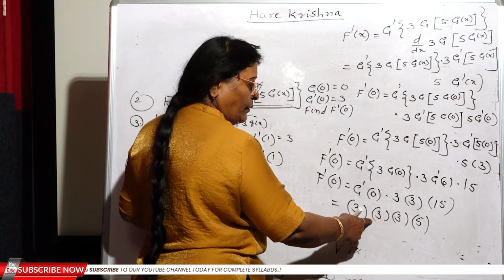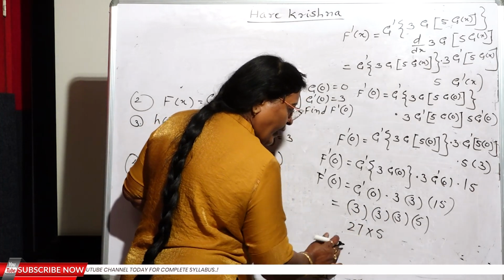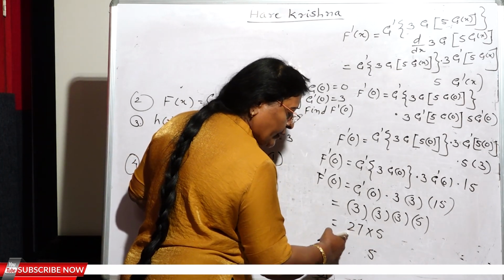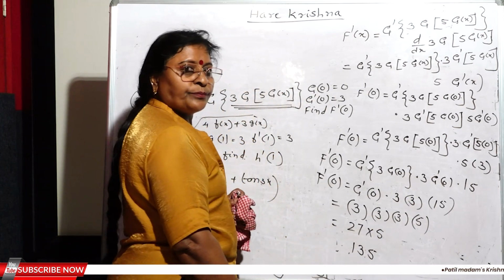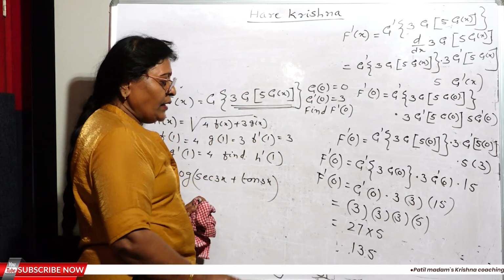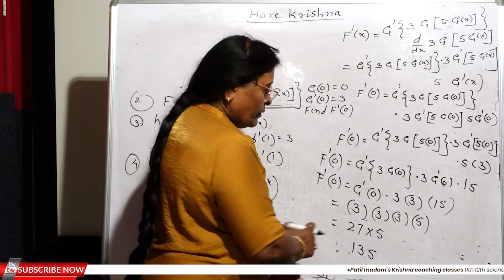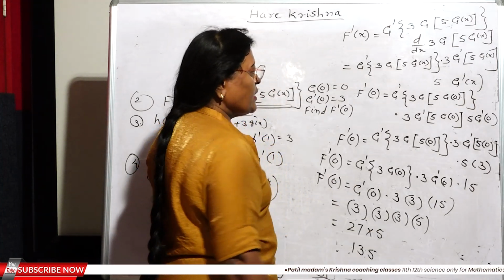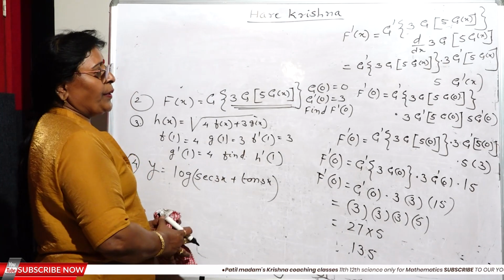Now 3 3s are 9, 9 3s are 27, 27 into 5: 5 7s are 35, 3 carry, 5 2s are 10, and 10 plus 3, that is equal to 135, isn't it? So this is the result, 135, right? So this is about this problem, isn't it?